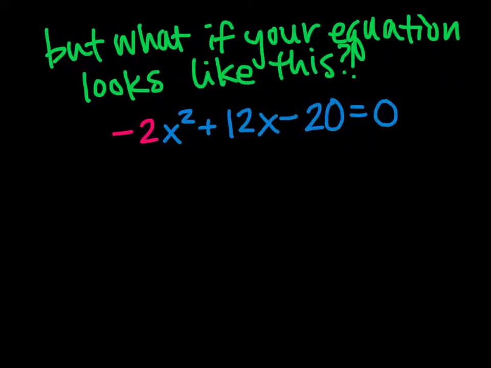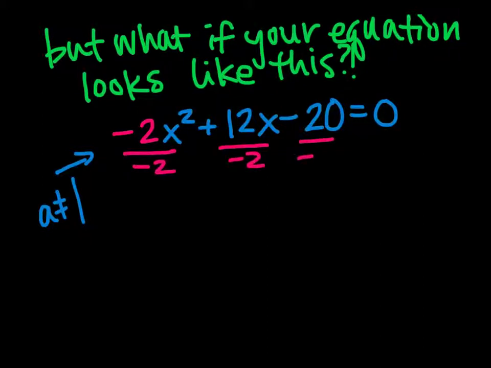So the next question is, what if your equation looks like this? I already highlighted it for us. What if we have a negative 2x squared plus 12x minus 20 is equal to 0? So in other words, what if your a term is not 1? If your a term isn't 1, what you need to do is divide by that a term. We have a negative 2 in this case, so we're going to divide every single term by negative 2, including that 0 on the end.